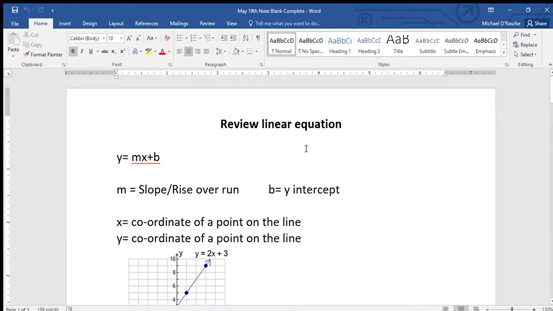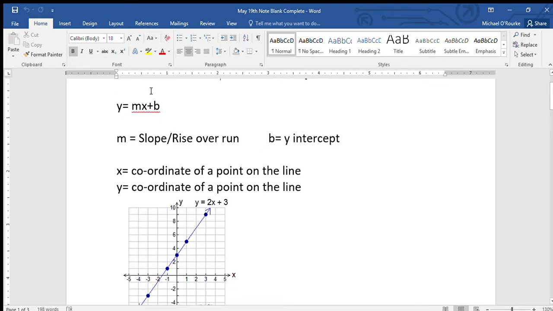Okay, so we're going to jump back into linear equations and lines, and we're going to use the algebra that we used last week. It's kind of our base going forward. So if we take a look here, let's review y equals mx plus b. That's our equation of a line.